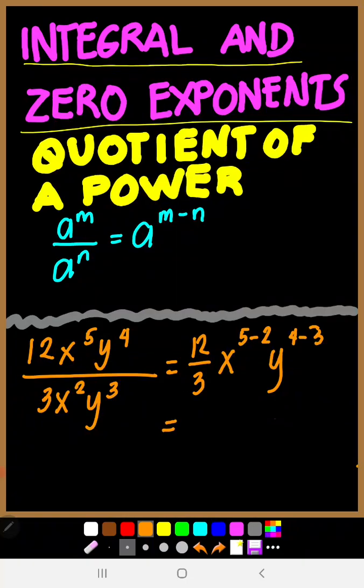So, equals to 12 divided by 3, that is 4. And then yung sa x, 5 minus 2 is 3. And then sa y, 4 minus 3 is 1. So, hindi na natin ilalagay yung 1 kasi understood na kapag walang exponent, the exponent is equal to 1.